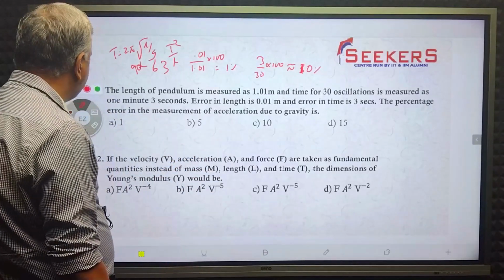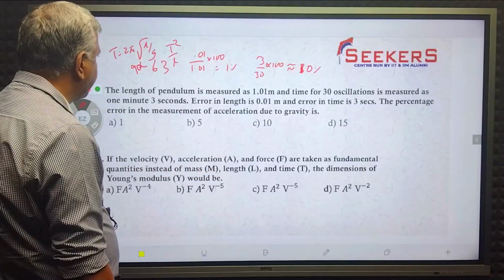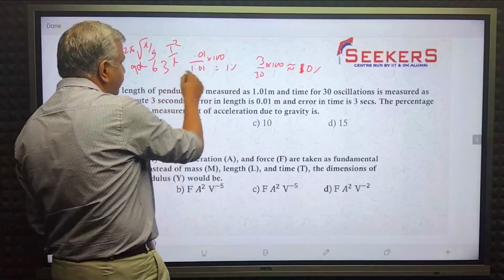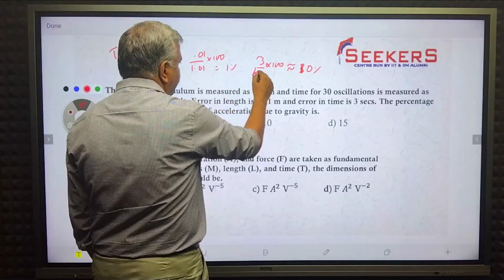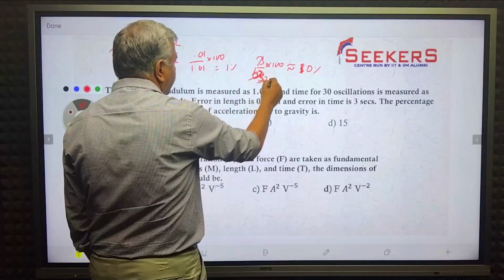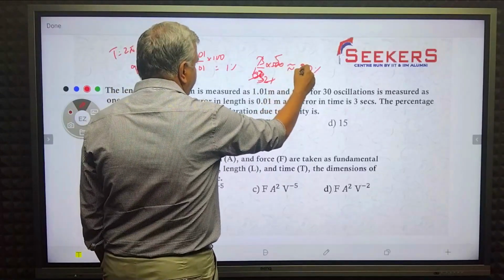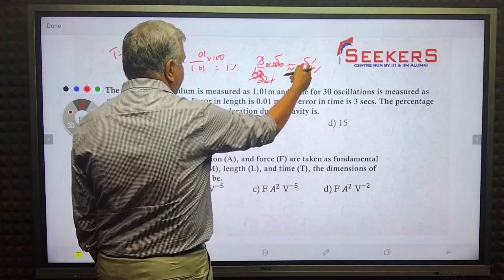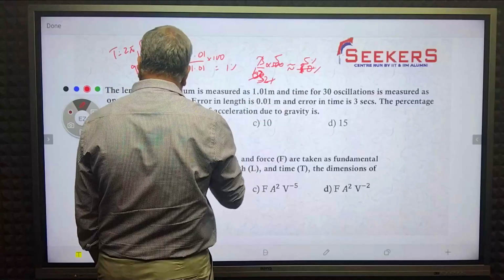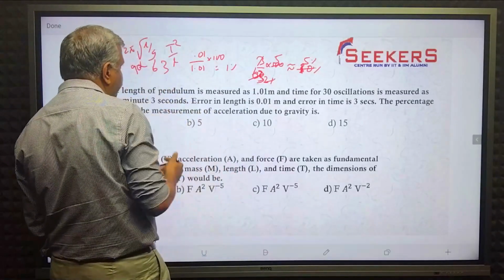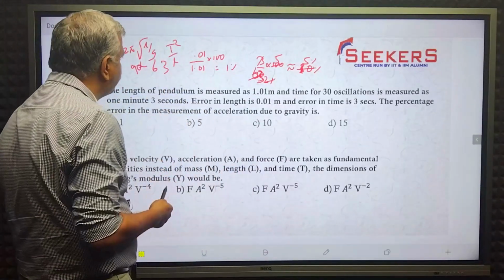So let's see what error we are making. Oh, it is 3 seconds and 63. 3 by 63, so this will become 21. So this is approximately 5. So this is 5%. So 5 into 2, 10 plus 1, 11%. 11% is also not there.